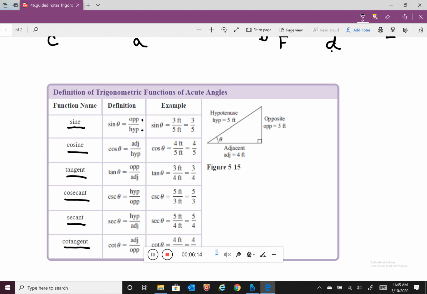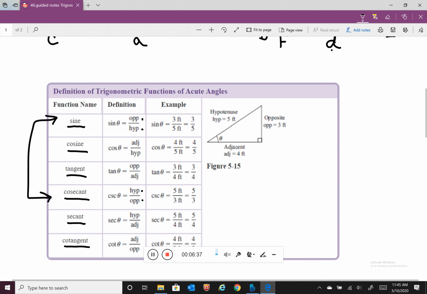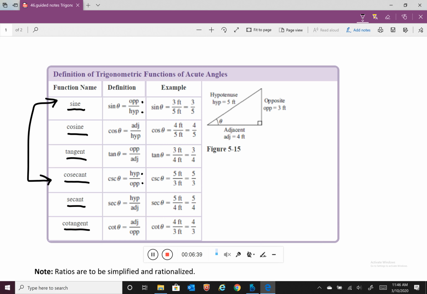Now notice, opposite is in the numerator and hypotenuse is in the denominator, but if we were to reciprocate that, that gives us hypotenuse divided by opposite, which tells us that sine and cosecant are reciprocal trigonometric functions of each other. Now for cosine, cosine of any angle always looks at adjacent divided by hypotenuse, which means secant and cosine are reciprocal trigonometric functions.